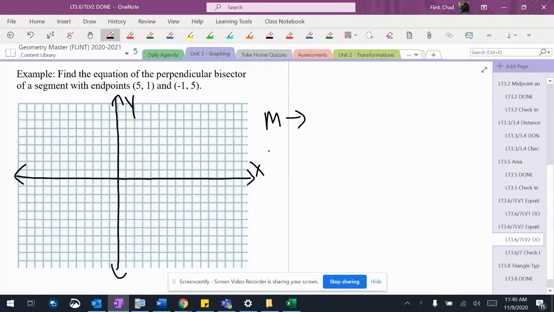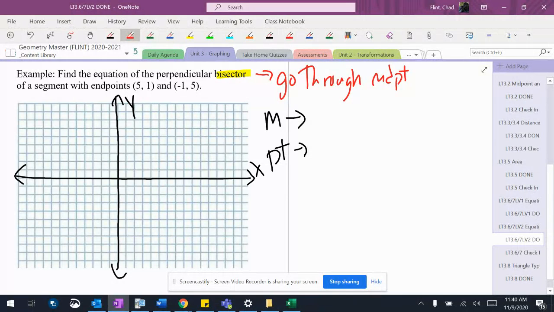I need a slope and I need a point. I have neither one, because since it's a bisector, it's going to have to go through the midpoint. They have to go through the midpoint. So I need to find that. So maybe I find that first.